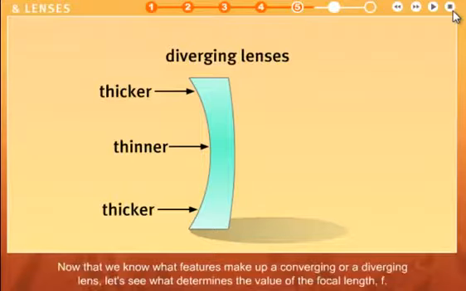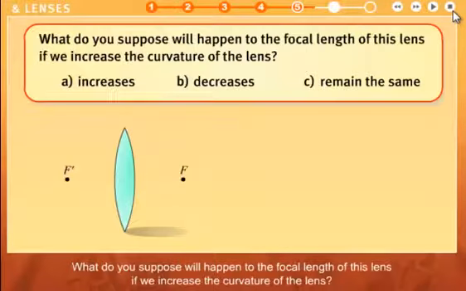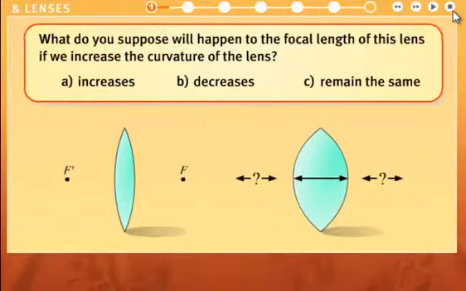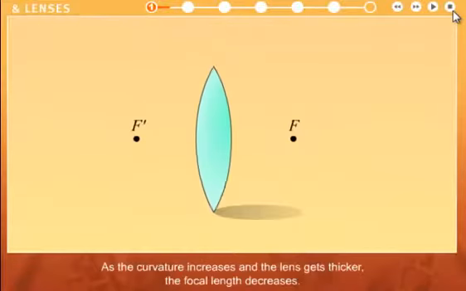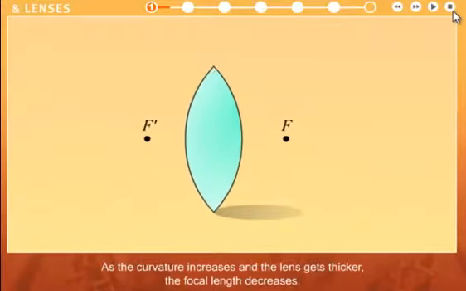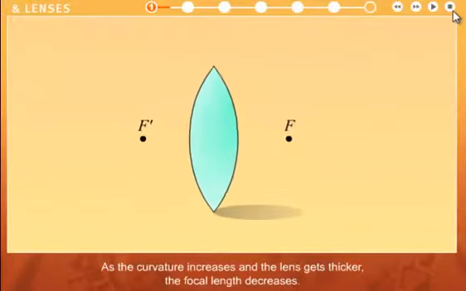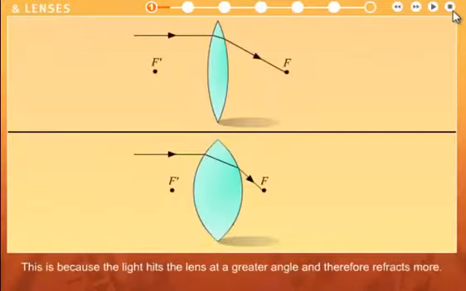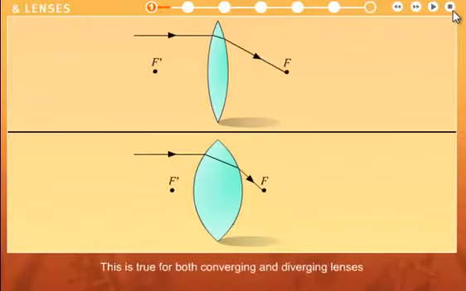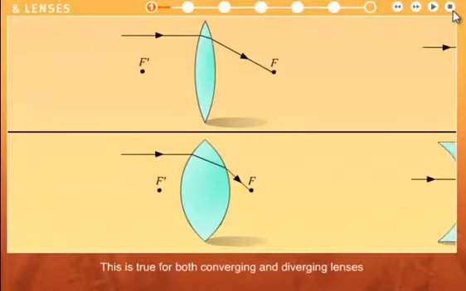Now that we know what features make up a converging or diverging lens, let's see what determines the value of the focal length, f. What do you suppose will happen to the focal length of this lens if we increase the curvature of the lens? Correct. As the curvature increases and the lens gets thicker, the focal length decreases. This is because the light hits the lens at a greater angle and therefore refracts more. This is true for both converging and diverging lenses.